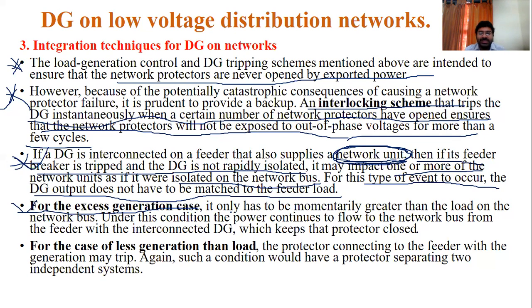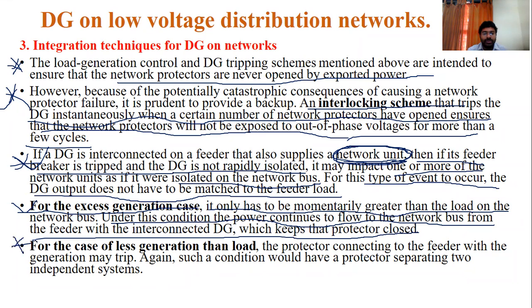Suppose it is an excessive case, or it generates excessive power when compared to that load, what will happen here? It can cause a momentary load greater than that on the network bus. Under this condition, the power continues to flow to the network bus from the feeder within the interconnected DC. It keeps the protector closed. This is the first case.